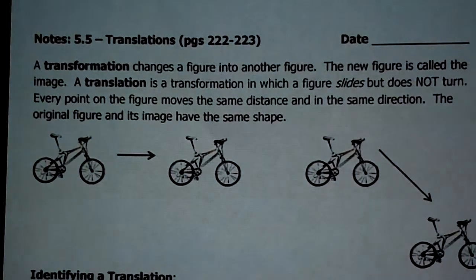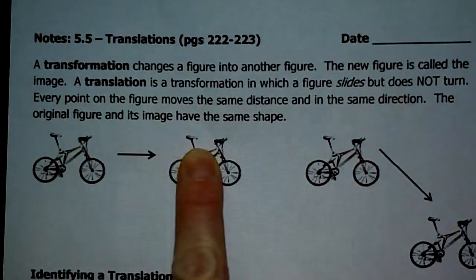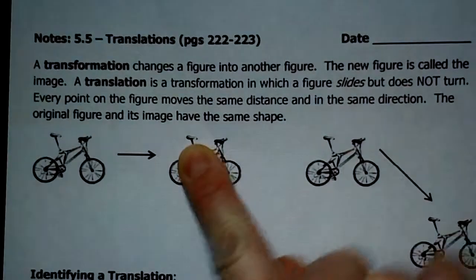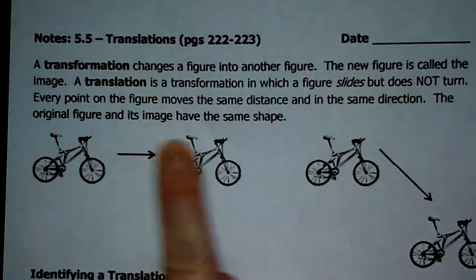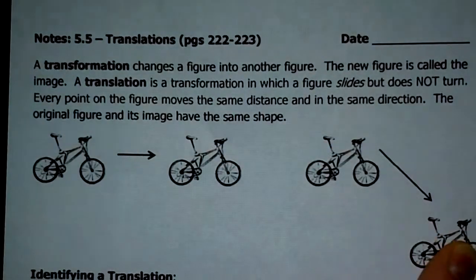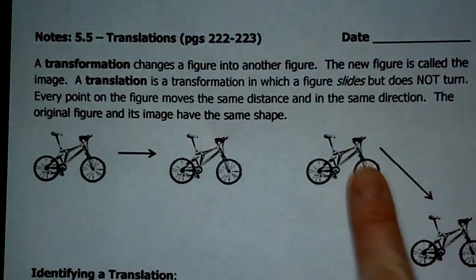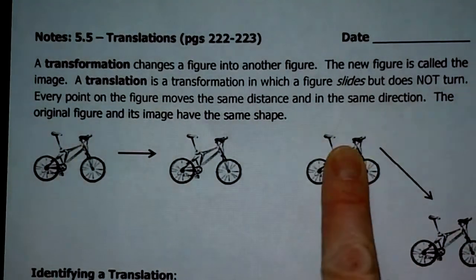and a translation is a transformation in which the figure slides but does not turn. So it's kind of like you can put your finger on it and just slide it right over. I'm not popping a wheelie on this bike or anything. We have just taken the bike and slid it this way. Same thing here. I didn't turn the bike and drive downhill. We just took the bike, in the same exact position, and slid it down. So there's no twisting or turning.